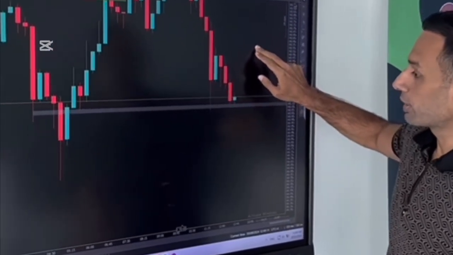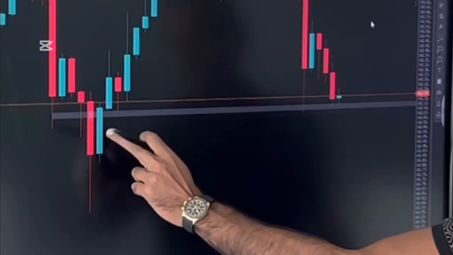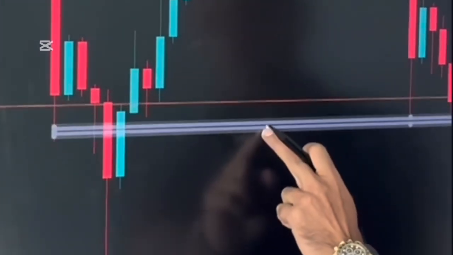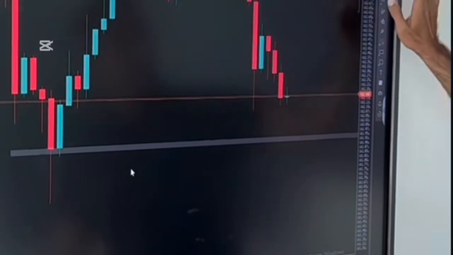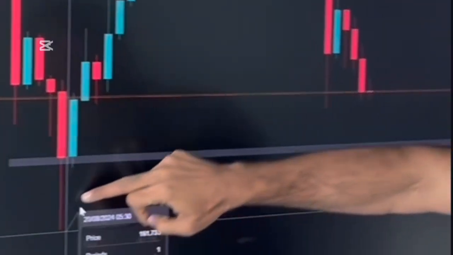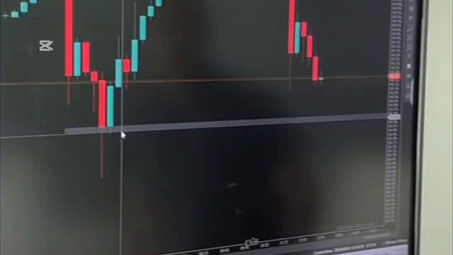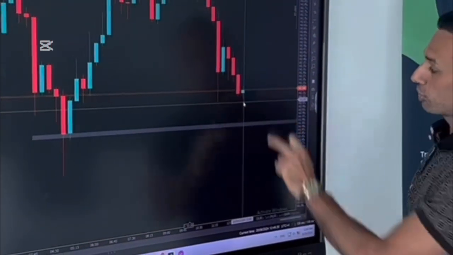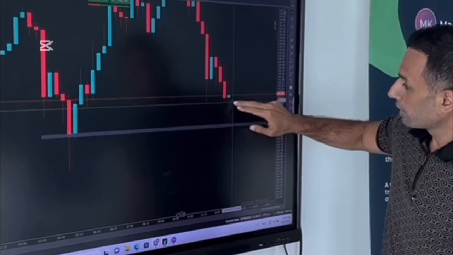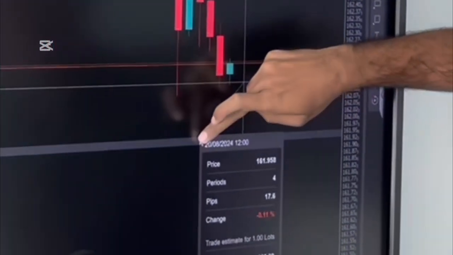Now, if we look here to the left hand side, we can see that this is market structure, which means we can bring the support down to this point. The only reason we can do this is because if we measure this wick, it is a 23 pip wick. So even if price breaks below this low of the candle over here, you need to measure this range. This is an 18 pip range.